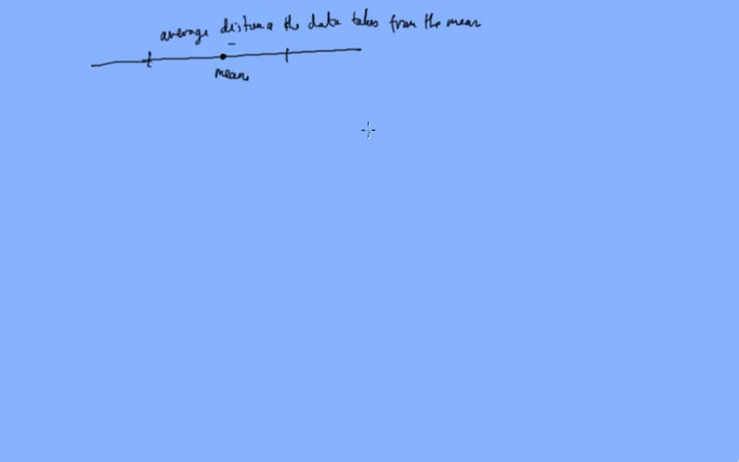It can be useful, say if you've got the mean, to see the average distance the data takes from the mean. And that can give us an indication of the spread of our data. So we call this the mean absolute deviation from the mean.